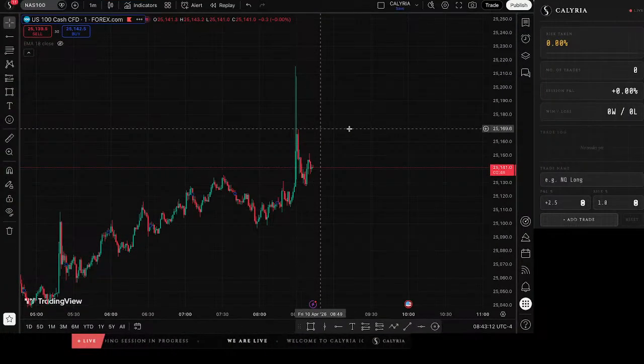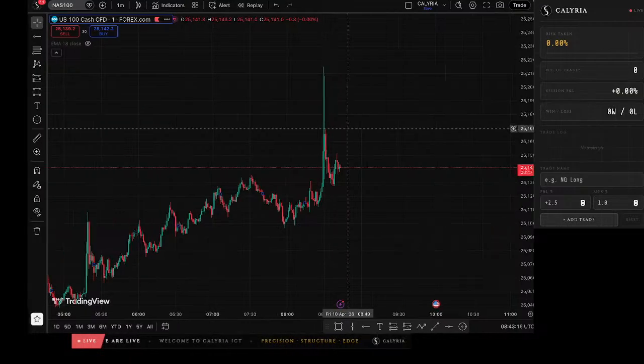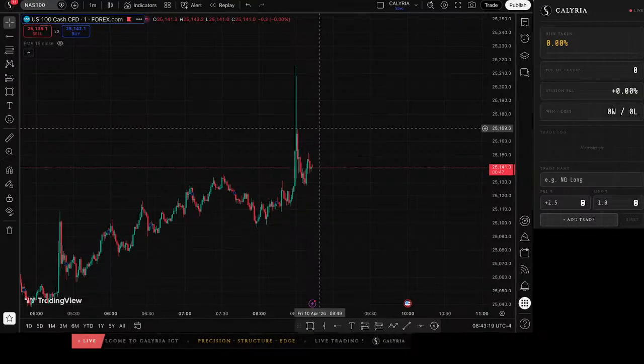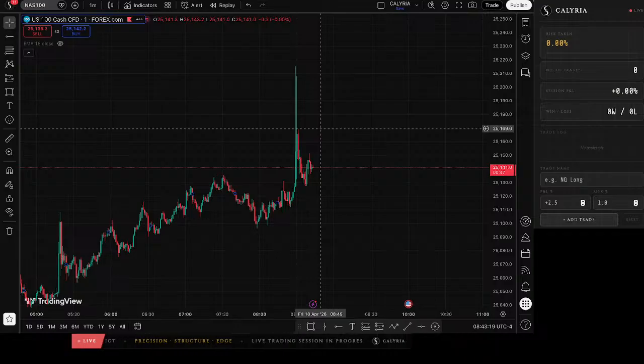So clearly, what do we actually trade? Why are you not giving me setups? Because they are not appearing. Okay, they are not appearing.